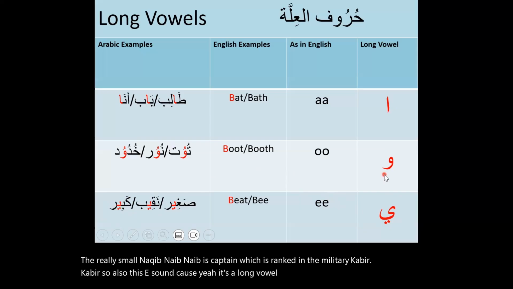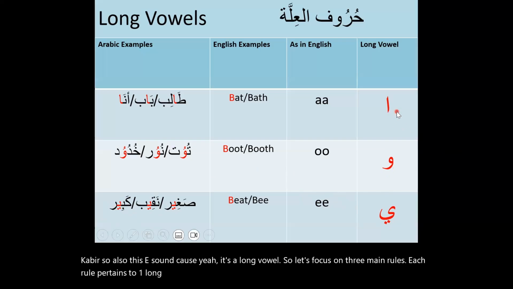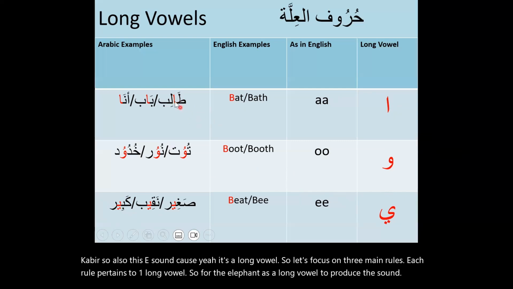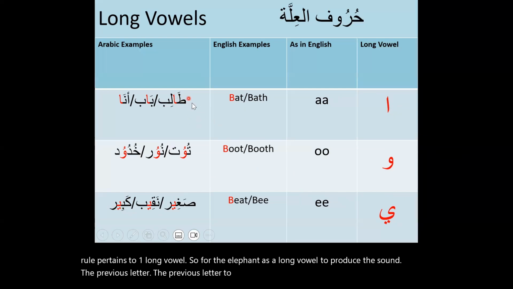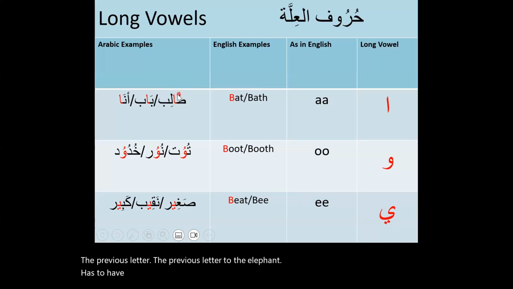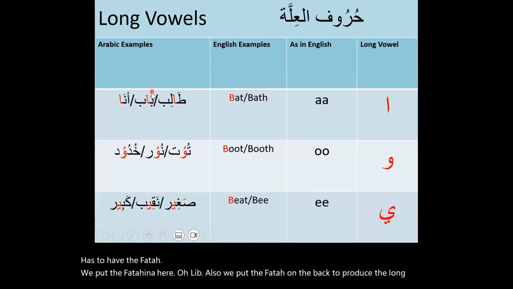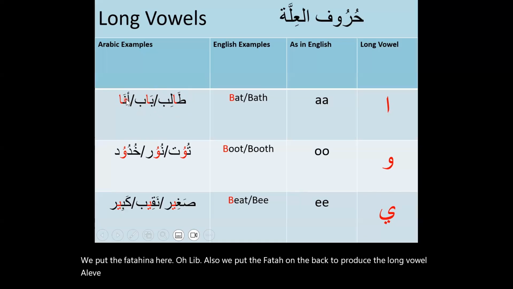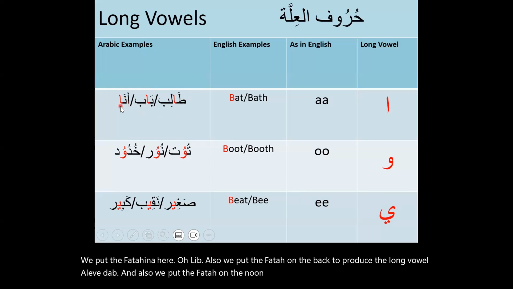So let's focus on three main rules. Each rule pertains to one long vowel. For the alif as a long vowel to produce the sound a, the letter before the alif has to have the fatha. See, we put the fatha here. طالب. Also, we put the fatha on the ba to produce the long vowel alif. Bab. And also we put the fatha on the noon here. And then you see the long vowel alif.